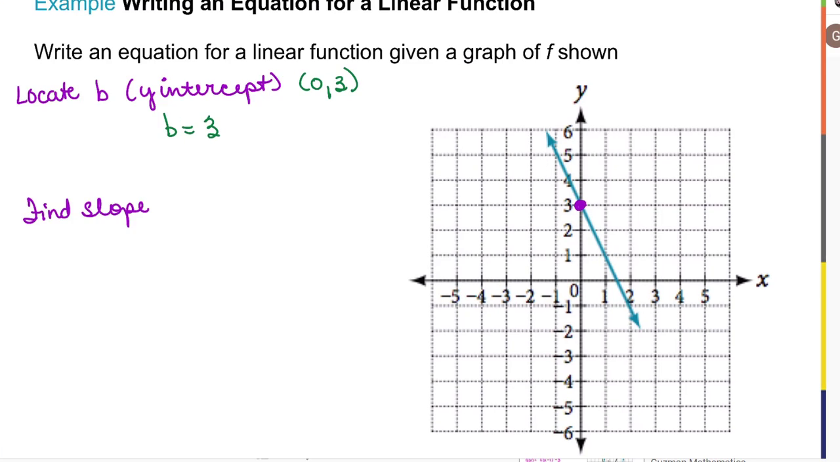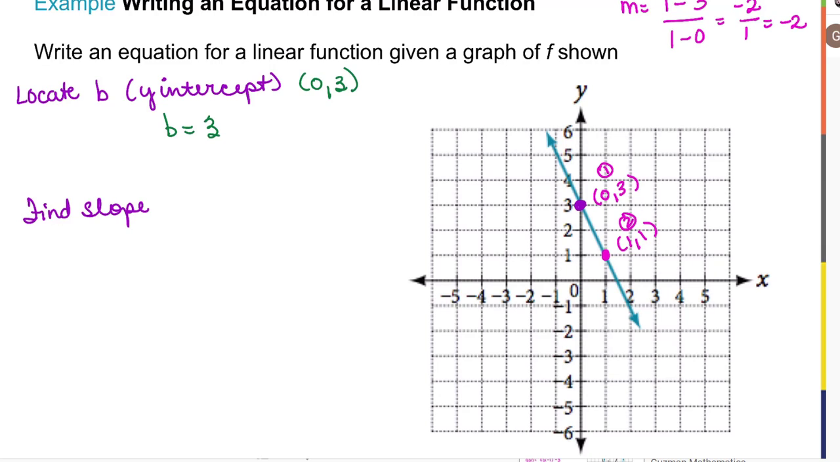So the next thing we need is the slope. To find the slope, we need two points. I already have one point plotted here, so I'm going to plot another. Now you have two options. Option 1, you can label your points (0, 3) and (1, 1), and then use point 1, point 2: y2 minus y1 over x2 minus x1, we get negative 2 over 1, which is negative 2.